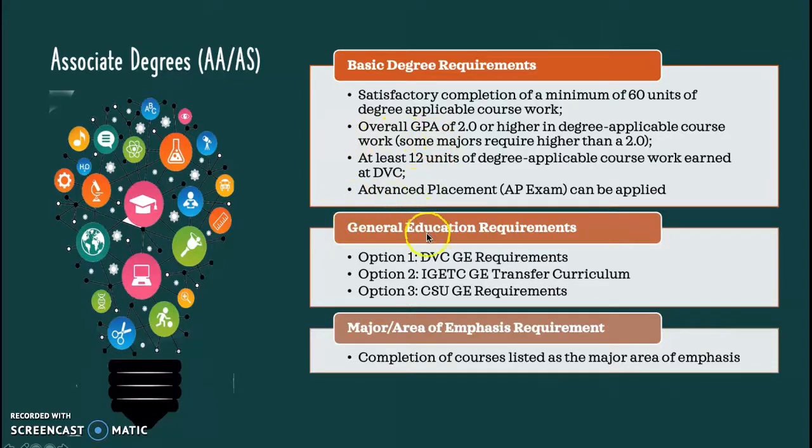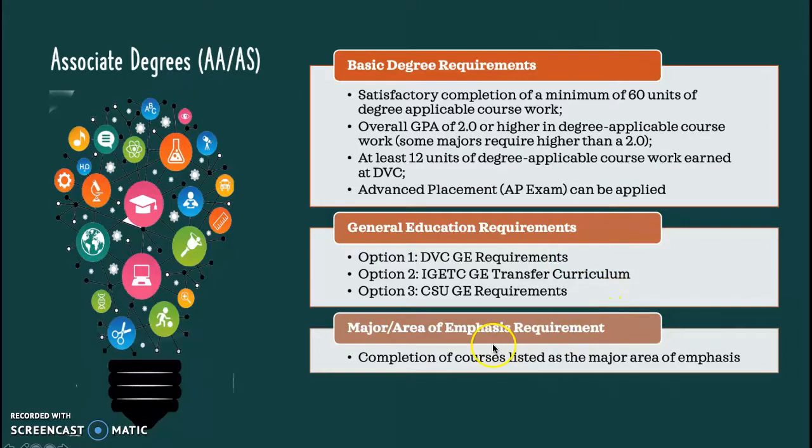Second, associate's degrees require you to complete general education requirements. We have 3 options for general education. The option we will focus on today will be the DVC general education requirements because this is meant for students who do not plan on transferring.